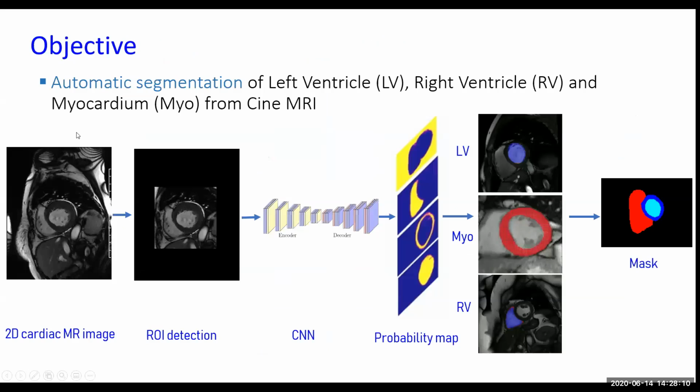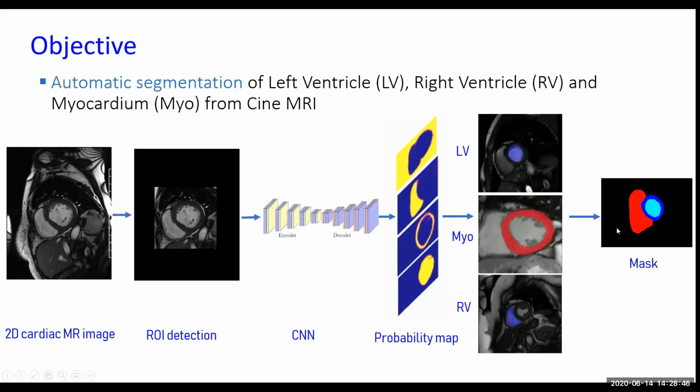From a machine learning perspective, image segmentation is a multi-class classification problem with the goal to assign each voxel a target label. In this example, we feed a two-dimensional cardiac MRI into a ROI detection block that will detect the region of interest, which is fed to the convolutional neural network, which will output a so-called probability map of each of the tissue and also the background class. And we combine those maps into an automatic mask by assigning the class with the highest probability to each of the voxel.